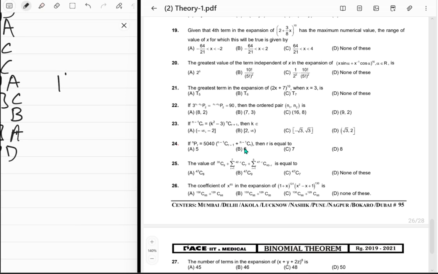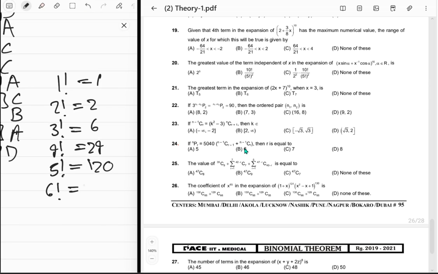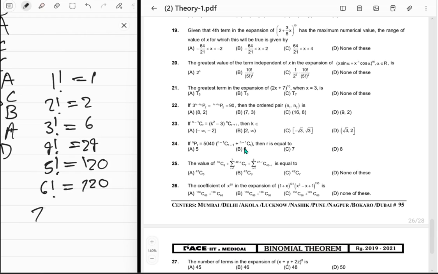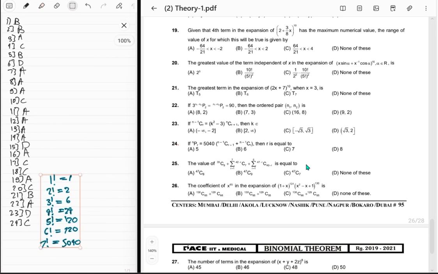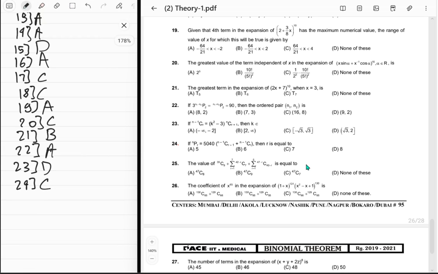Let's do it. 1 factorial is just 1, 2 factorial is 2, 3 factorial is 6, 4 factorial is 24, 5 factorial is 120, 6 factorial is 720, I guess. Okay, 7 factorial is 0, 4, 1 carried on. Oh yeah, it's just 5040. So 7 is the way to go. So 24th is C. Cool. Let's go to 25.